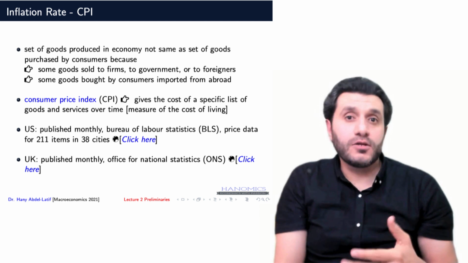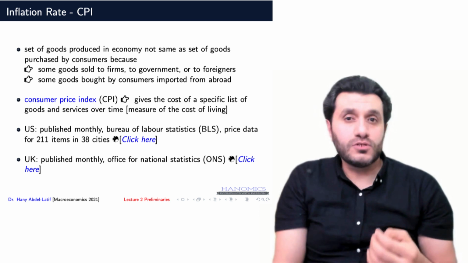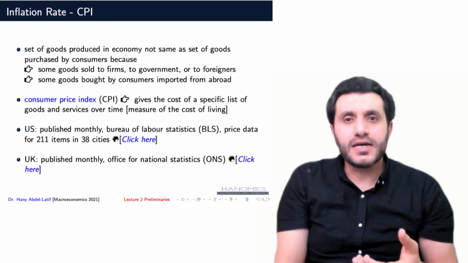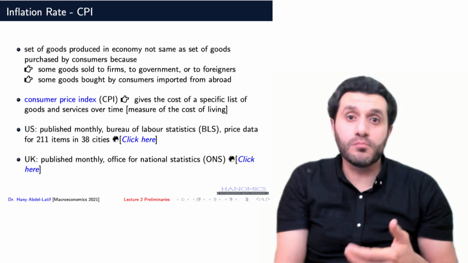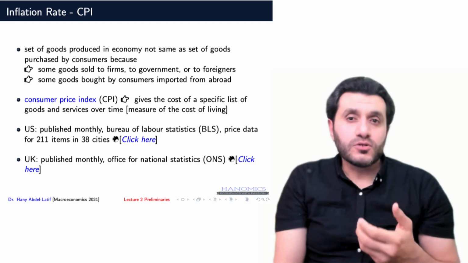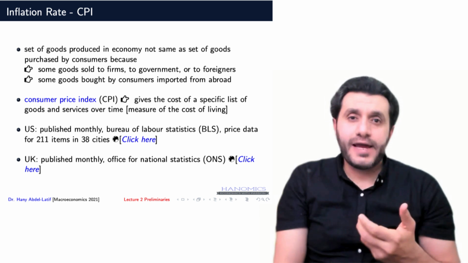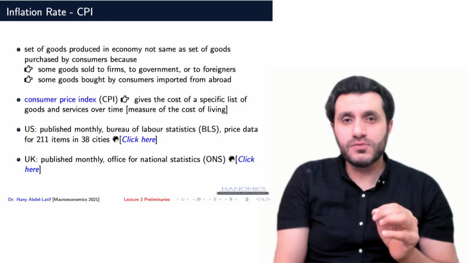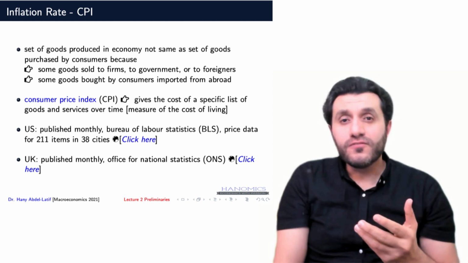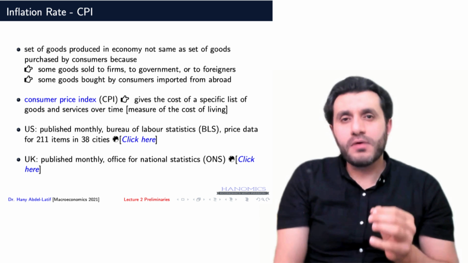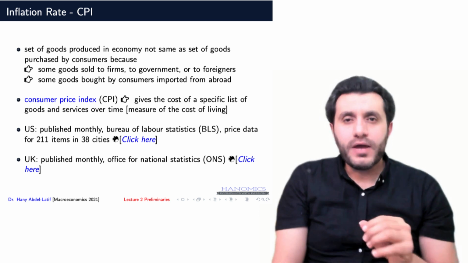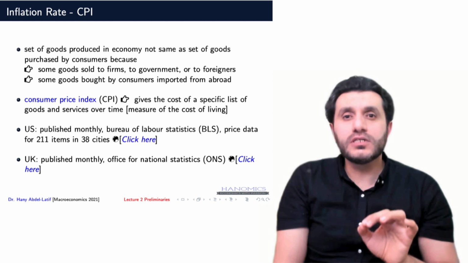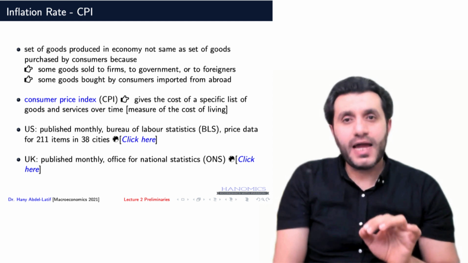The CPI data are usually collected every month and based on different cities within the same country. Of course, this might not be the case in many countries where inflation data might not be available monthly. The US Bureau of Labor Statistics publishes inflation data based on price data for 211 items in 28 cities. The UK Office for National Statistics also publishes inflation data monthly. You may want to follow these links on the slides to learn more about which products are included in the CPI baskets in the US and the UK.